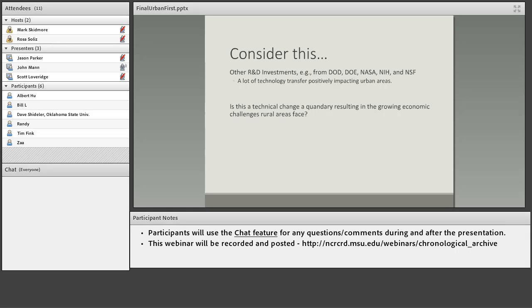So we've got two things going on. We've got the doing more with less on the agriculture side, where innovations have been focused. And then we've got, in say maybe the urban areas, this opportunity to provide more jobs and such. And so has this led to a potential quandary, this technical change quandary, resulting in a growing economic challenge that the rural areas are having to face?